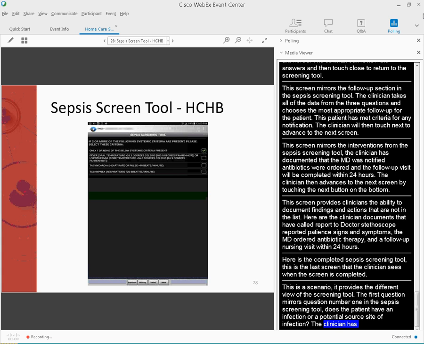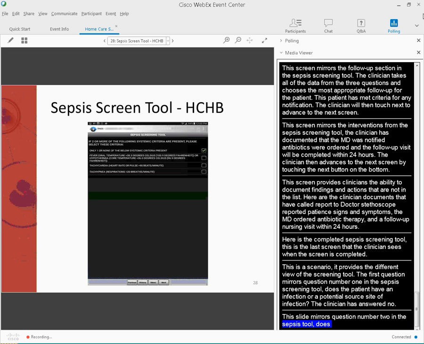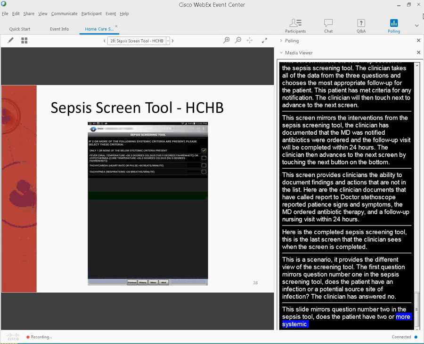This slide mirrors question number 2 in the sepsis screening tool. Does the patient have 2 or more systemic criteria present? The clinician has answered none of the systemic criteria is present.